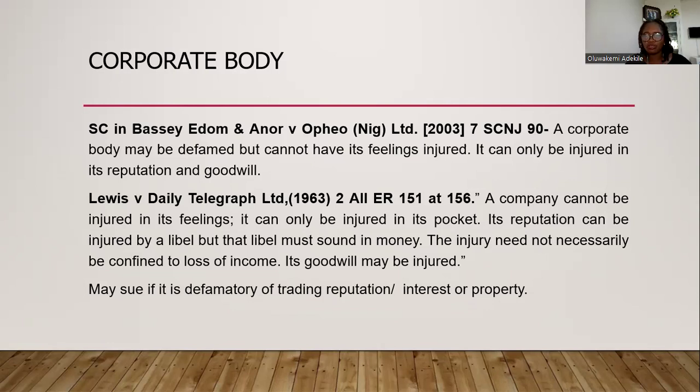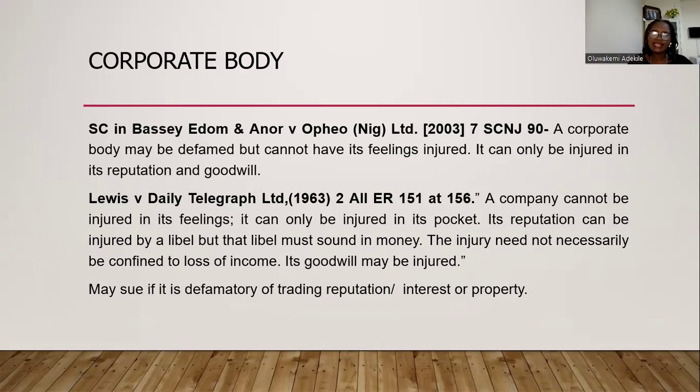Some of you buy a bag because of the name of the maker, you buy your cars the same way. Even something as small as buying a piece of bread, you have the ones that you would buy. That is because you know they have a reputation, they have goodwill. That is why you are sure that if you take this, it is going to last or it is going to be good. That is what attracts customers to that particular business. So it can be injured in its reputation or goodwill, but it cannot be injured in its feelings.